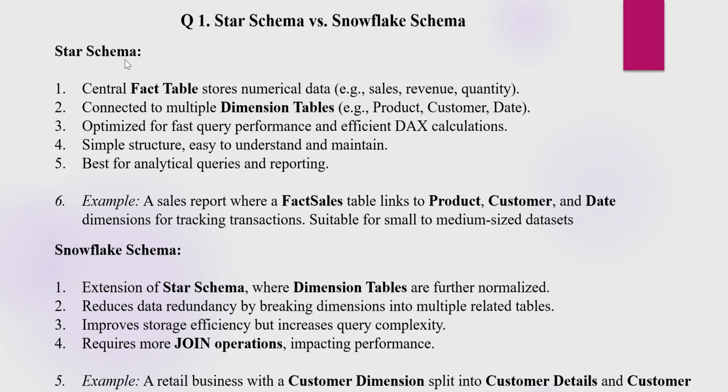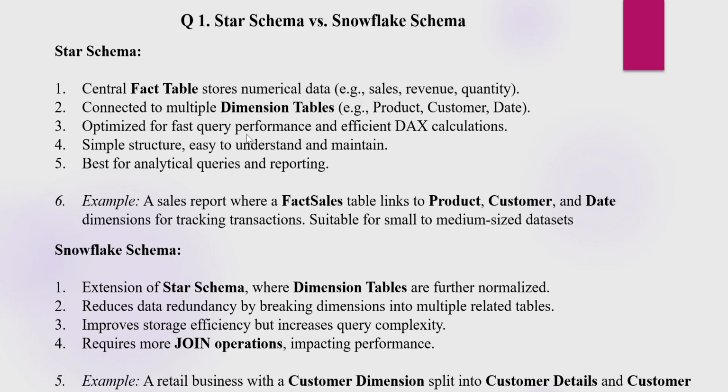So first is the star schema. A central fact table stores numerical data like sales, revenue, quantity, and that is connected with multiple dimension tables: product, customer, date. Firstly, the fact table has foreign keys and the numerical data, and in a dimension table there is a primary key present, like product having product ID, customer having customer ID, date having date ID.